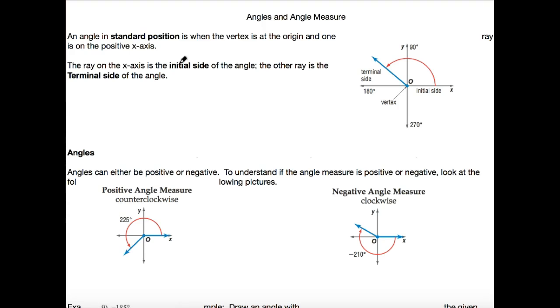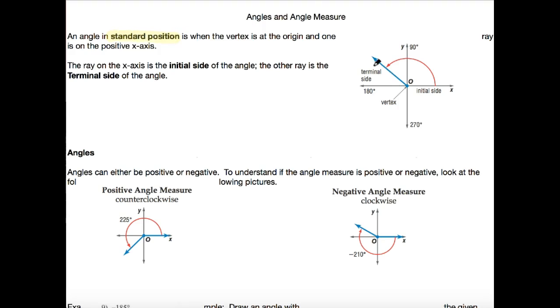Okay, so what the objective is today is to be able to not only draw angles in what's called standard position, but also to be able to identify an angle measure when given an angle drawn in standard position. So the first thing we need to know is what is standard position.